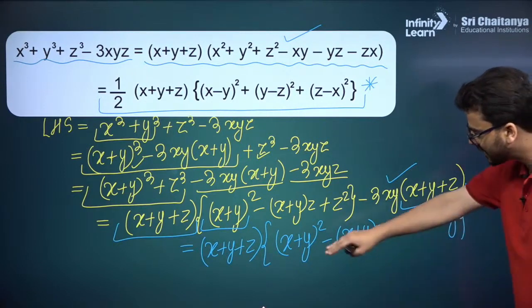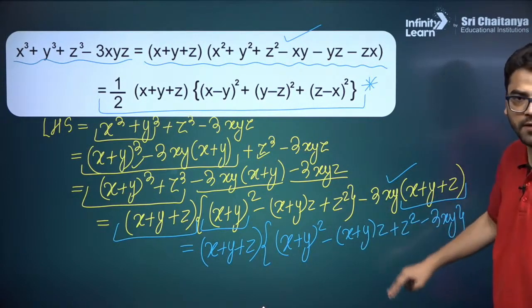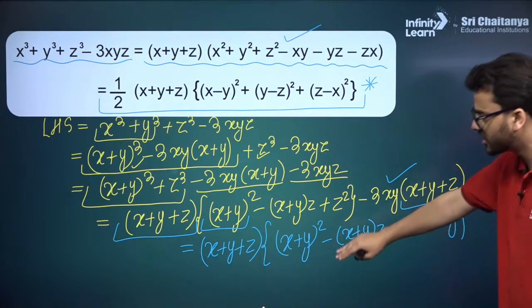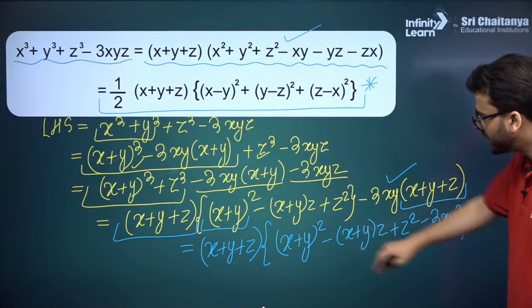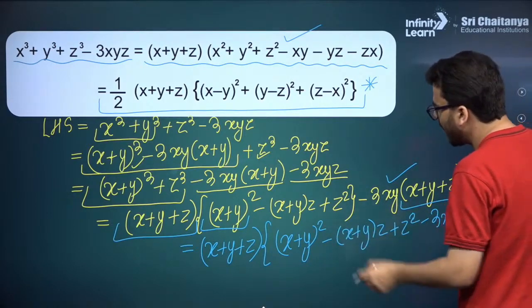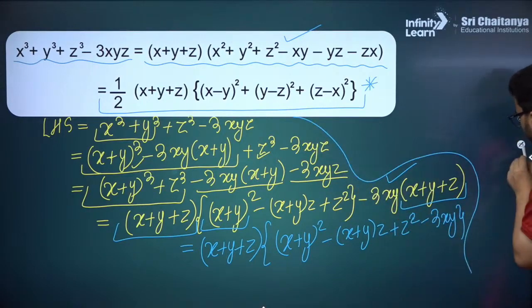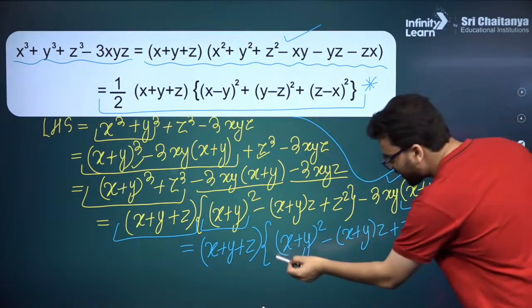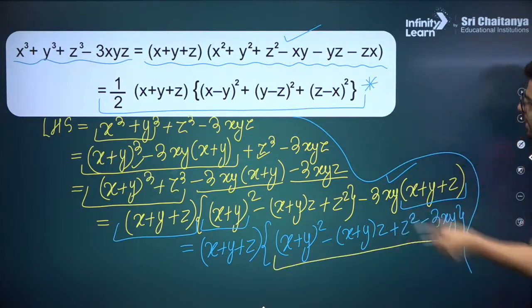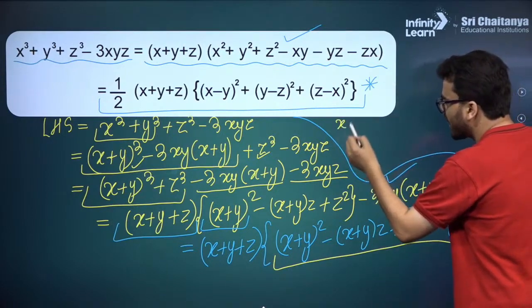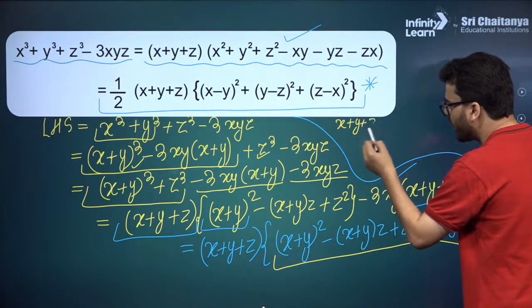I hope this is clear to every student over here. It's not very complex to understand. It's just a simplification. Now I'll do it over here only so that it will not create any confusion. I just have to simplify the expression inside the bracket. So I'm left with x plus y plus z over here.